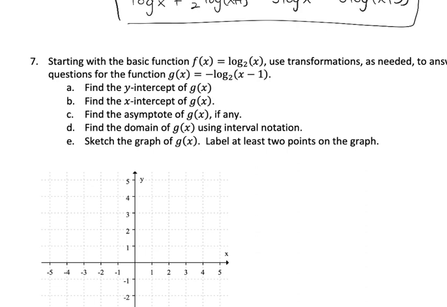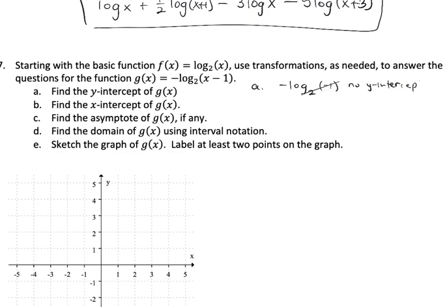Okay, question 7. Graphing a logarithmic function. For part A, to find the y-intercept, we let x equal 0. So for part A, this is negative log base 2 of 0 minus 1. So that's negative 1. That's undefined, so there's no y-intercept. Because remember, you can't have a negative number inside of a logarithm. For part B, to find the x-intercept, we put a 0 in for y.